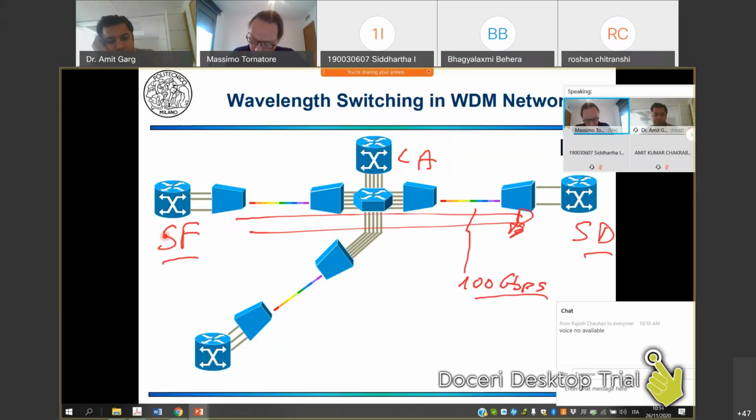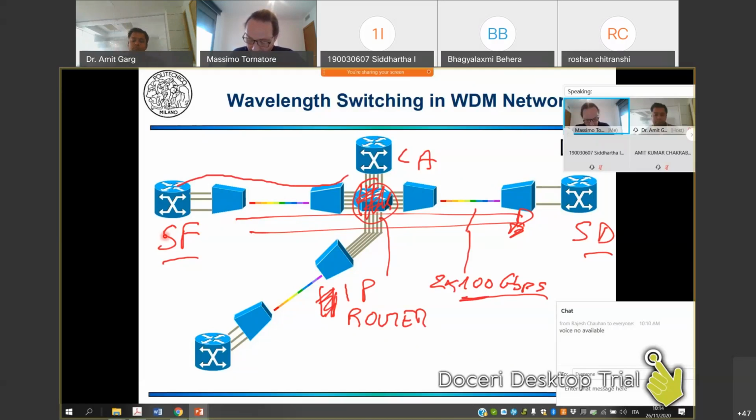So traditionally, the information was exchanged through switching elements in the electronic domain, like IP routers. Okay, so forget about this element here. We only have IP routers. So what was happening traditionally was that the 200 gigabit per second information was sent by San Francisco to LA.